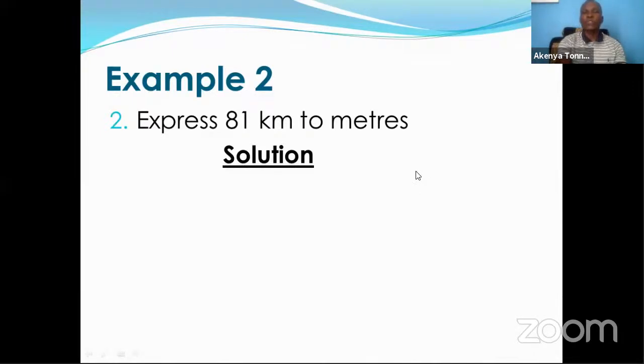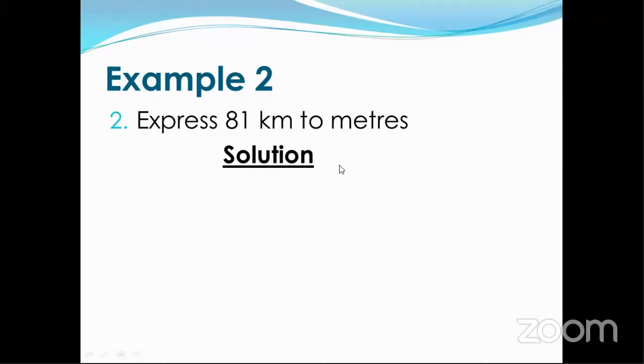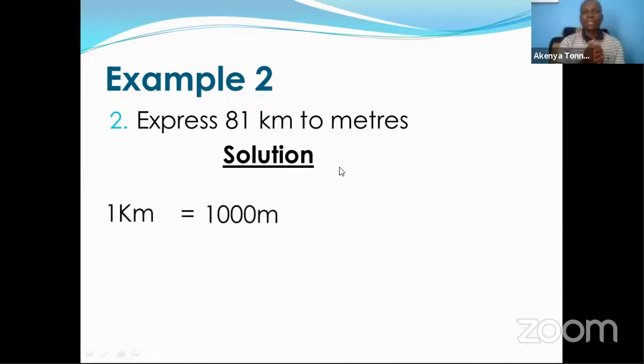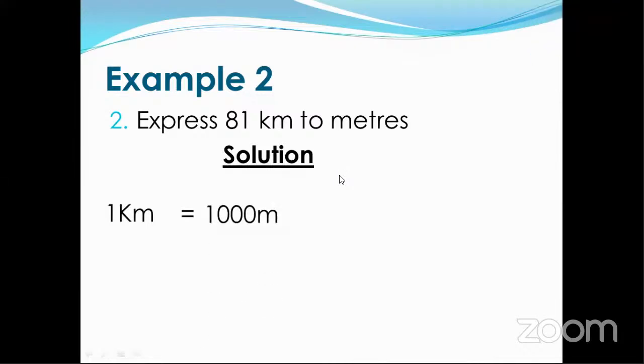Yes, Okello George, very good. I like the name. Okello George, can you explain to us how we are going to change? Yes, George, unmute. First you write 1 kilometer equals 1,000 meters, multiplied by 81. Okay, yes, good. Continue. Then 81 kilometers equals.